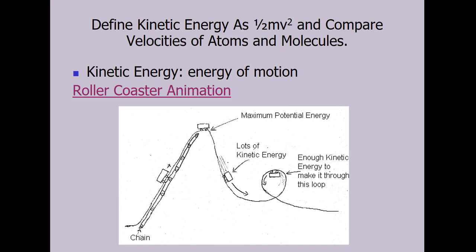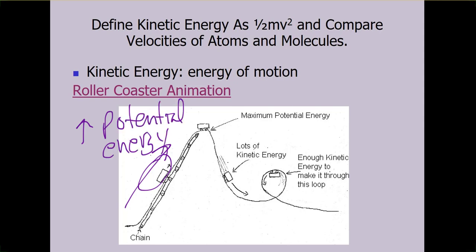So when I'm climbing with my car up to the top, I am increasing the potential energy. In this example, the potential energy is a gravitational position. So the higher you go, then the more potential energy you have.